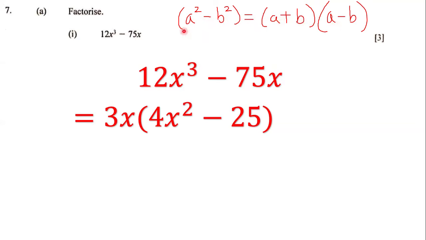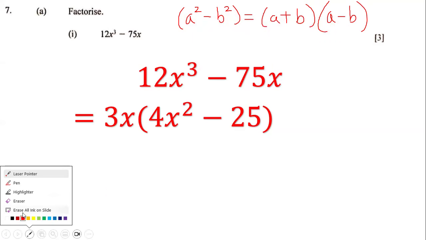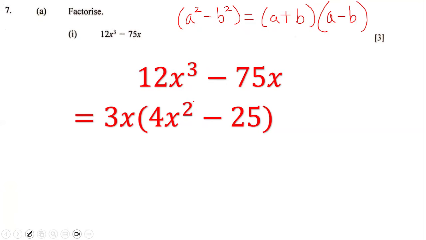So what does that mean? That means that what you have to do is take the square root of a squared, which is a, and take the square root of b squared, which is b. And then you add them, then you subtract them. And so that's what we're going to do. So we're going to take the square root of 4x squared. So what is the square root of 4x squared?